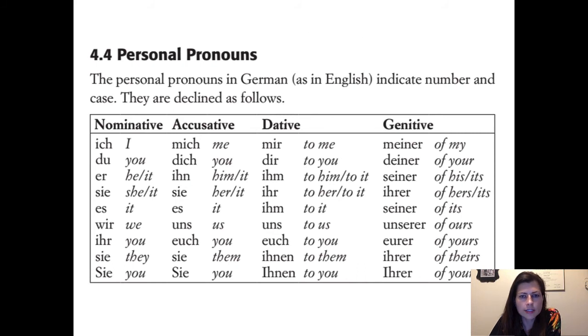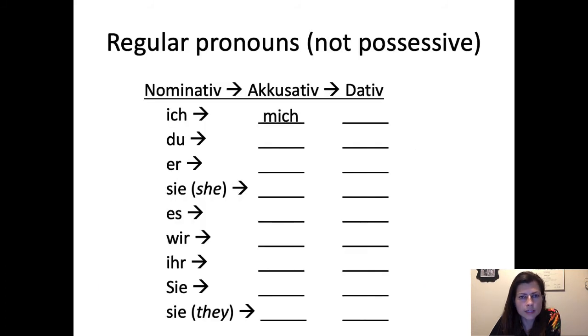So ich in the accusative becomes mich, right? The difference between saying I and me, like I am going out, or do you see me, right? Of course, the direct object's going to be a different form. So ich and mich, du becomes dich, er becomes ihn, sie stays the same, sie, es stays es, wir becomes uns, ihr becomes euch, sie stays sie, and sie stays sie for the little, for they.